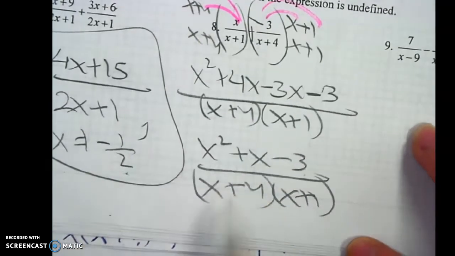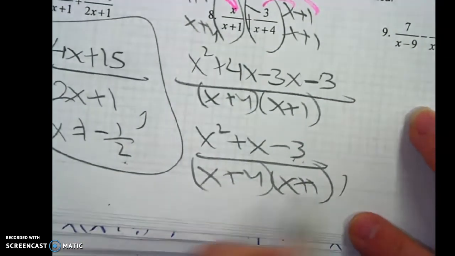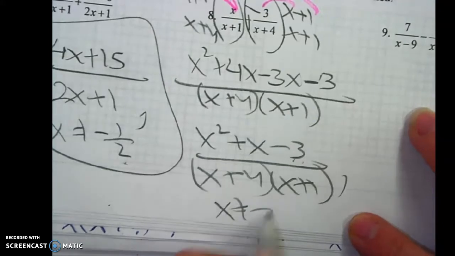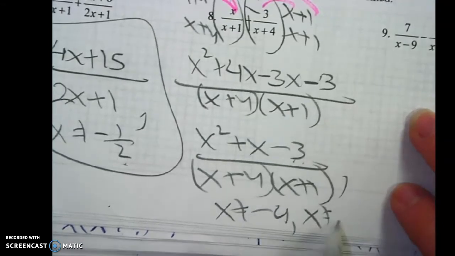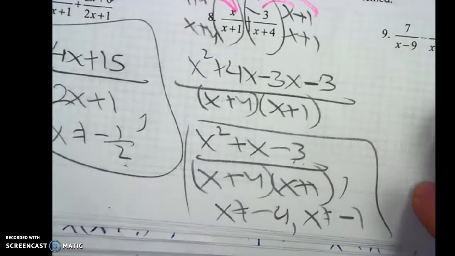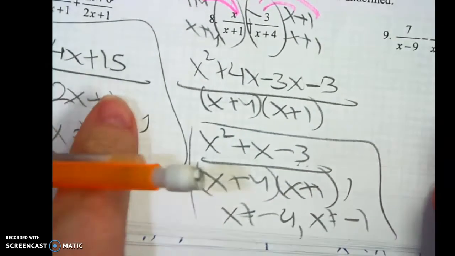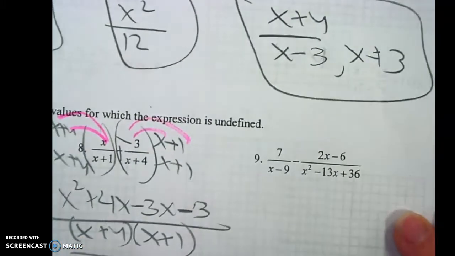I know there's no way to multiply to get 3 and add to 1. So x cannot equal -4. Okay, let's go to number 9.